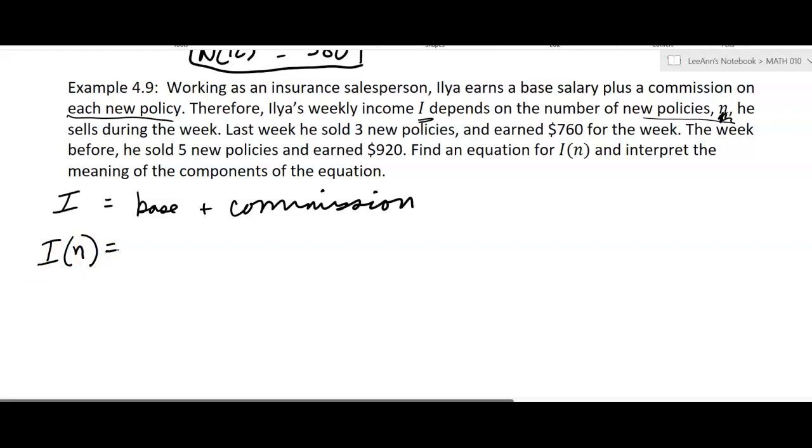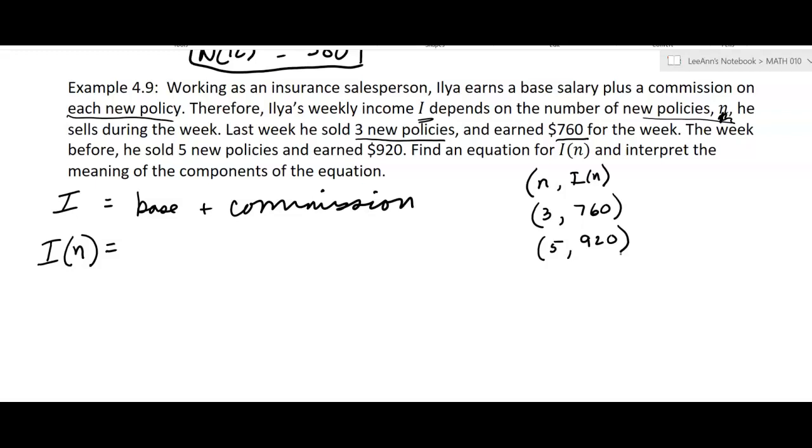Okay, now that's all we know. It says last week he sold 3 new policies and earned $760. You could think of this like an ordered pair, n, comma, I of n. We've done that with x and f of x, right? All right, so 3 new policies gets you $760. The week before he sold 5 new policies and earned $920. Okay, find an equation for I of n and interpret the meaning of the components of the equation.